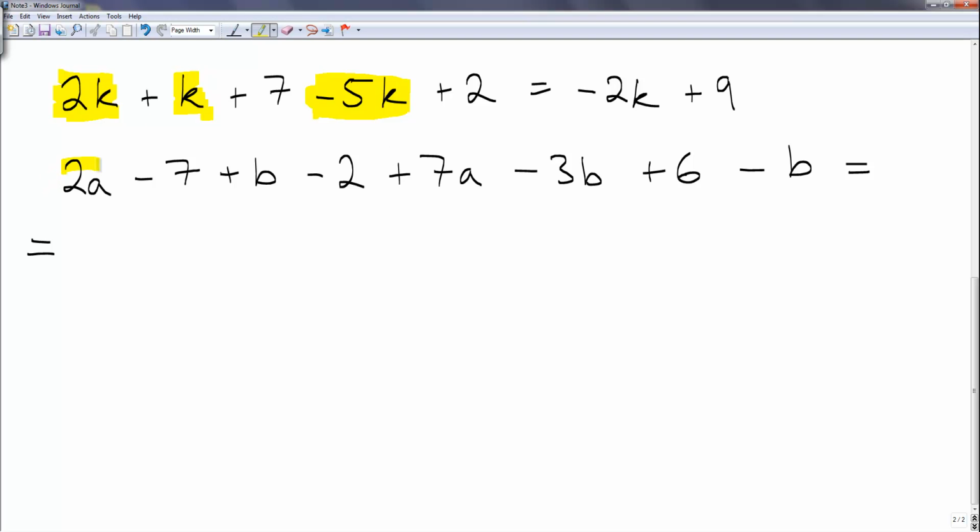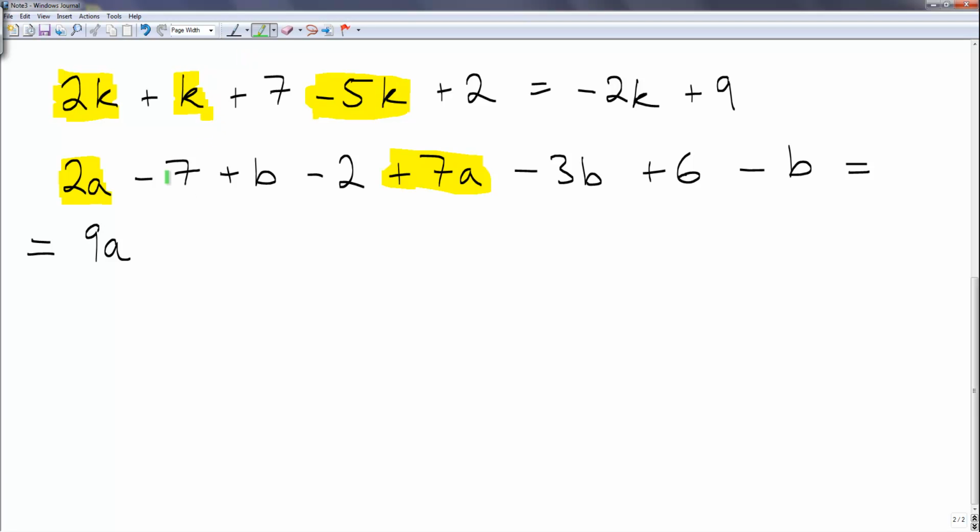2a plus 7a. That's all the a's. 2a plus 7a is 9a.